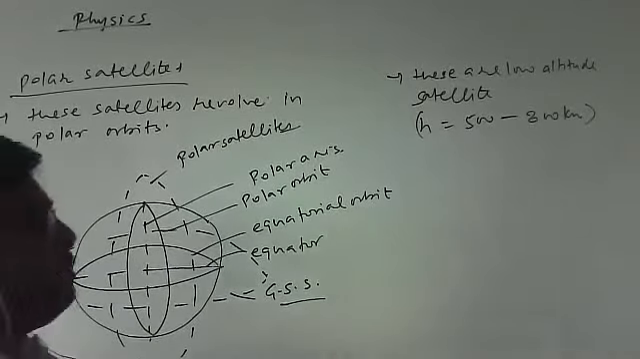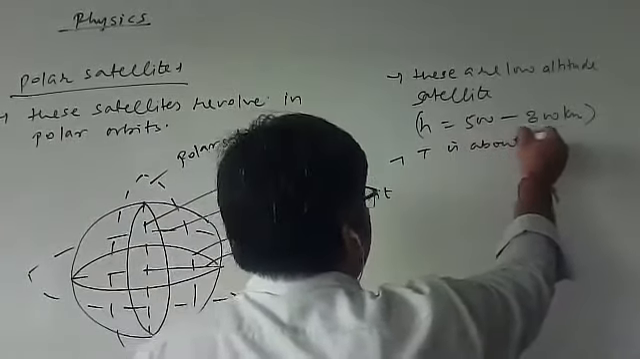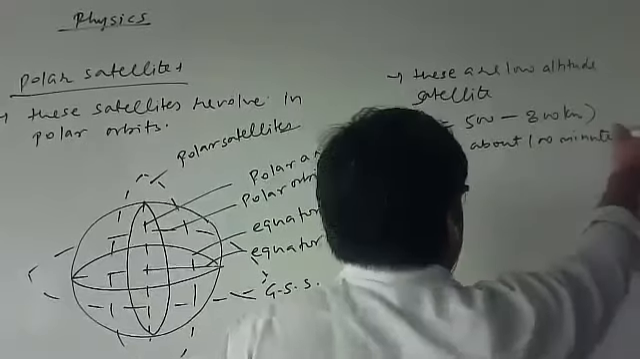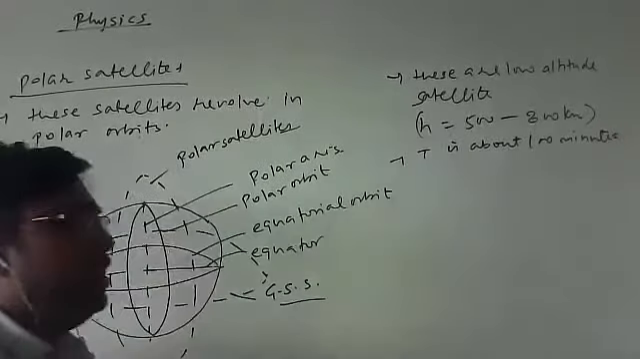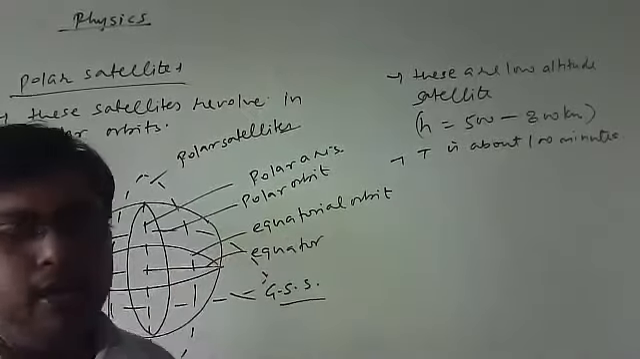It is about 100 minutes. Definitely it is variable as per the height, but the time period is about 100 minutes, quite small. GSS takes 24 hours to complete one cycle, and polar satellites require about 100 minutes.